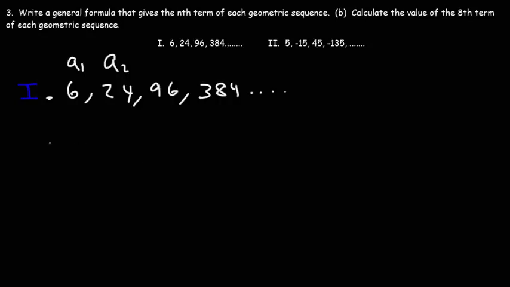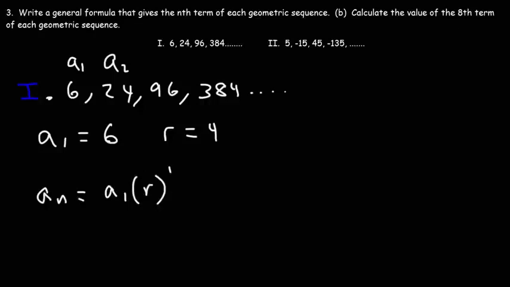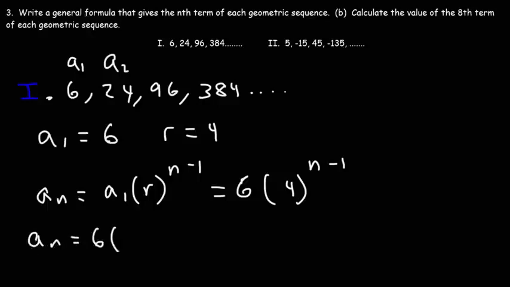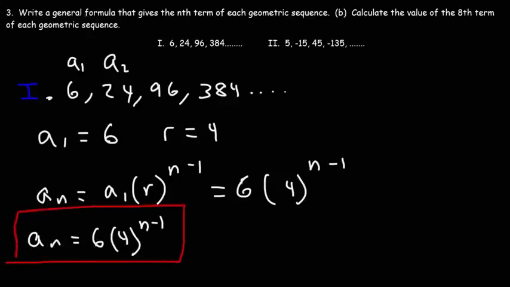In order to write the formula, all we need is the value of the first term and the common ratio. So we could use this equation. The nth term is going to be equal to the first term times r raised to the n minus 1. The first term being 6, r is 4. So we can write it as a sub n is equal to 6 times 4 raised to the n minus 1. So this is the answer for part A for the first sequence.